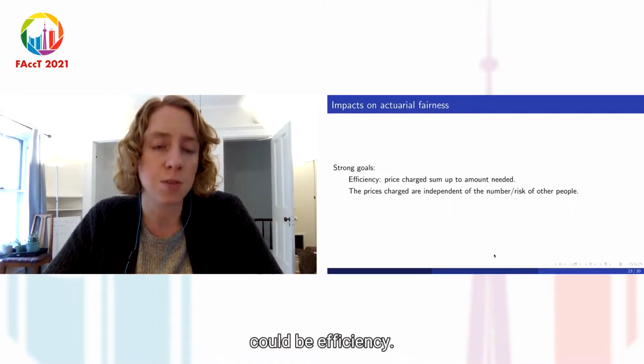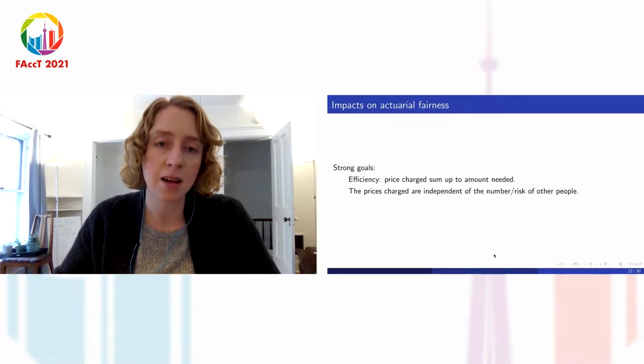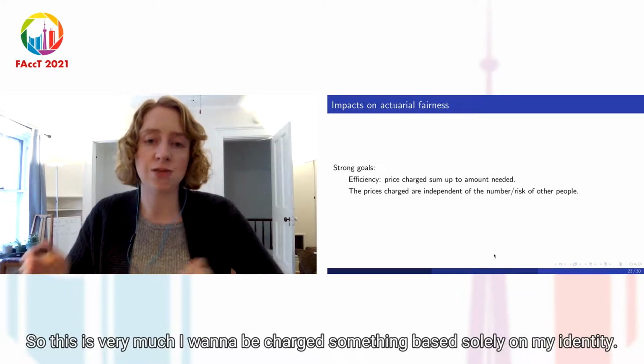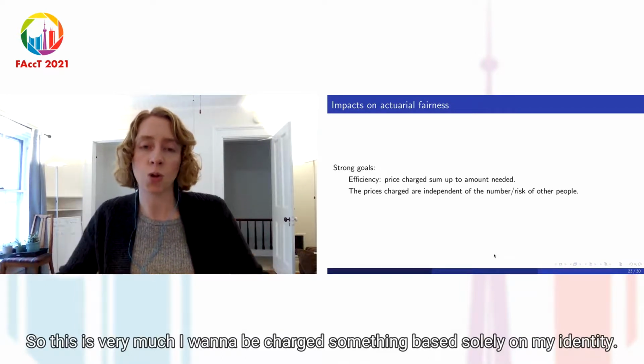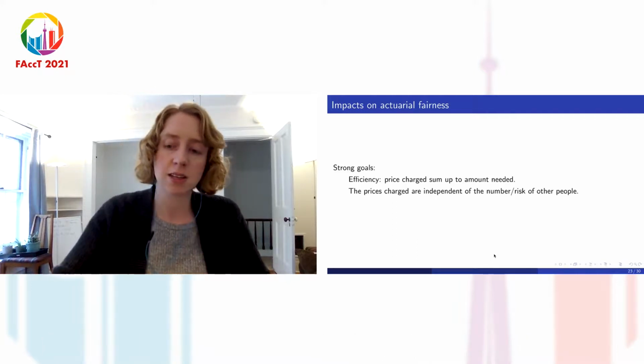Two very strong goals could be efficiency. We want the total amount of premiums charged to sum up to the amount needed. Another goal could be that the prices are independent of the number and risk of other people. So this is very much, I want to be charged something based solely on my identity. I don't care how many other people there are. I don't care what their risk level is.